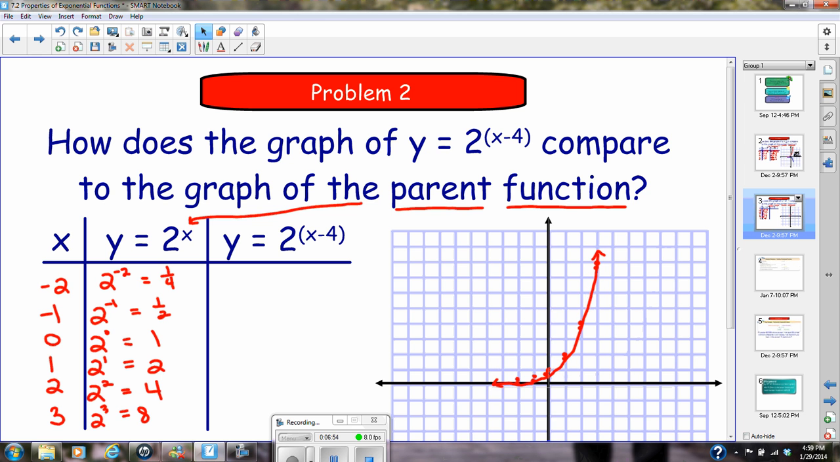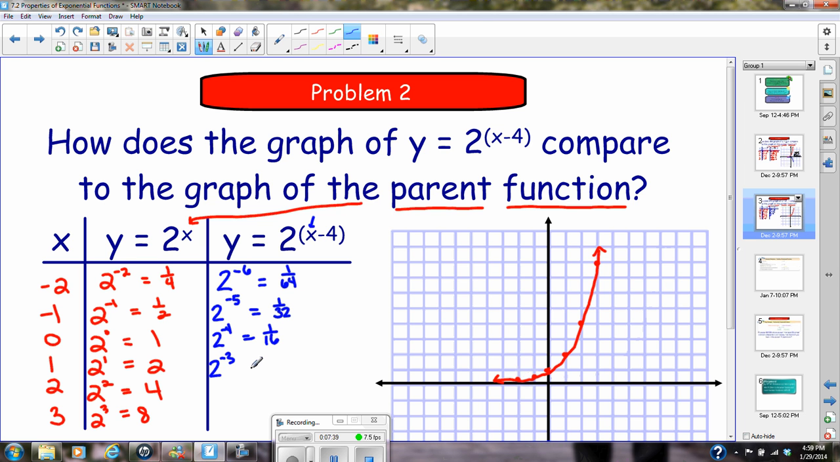Let's shift this guy down a little bit. There we go. Now, if we're going to change over and look at these, we're going to go 2 to the -2 minus 4, which would be 2 to the -6. So I'm just plugging -2 in right here. And that becomes 1/64. Very small number. Then we have 2 to the -1 minus 4, which becomes 2 to the -5, 1/32. 2 to the -4 is 1/16. 2 to the -3 is 1/8.